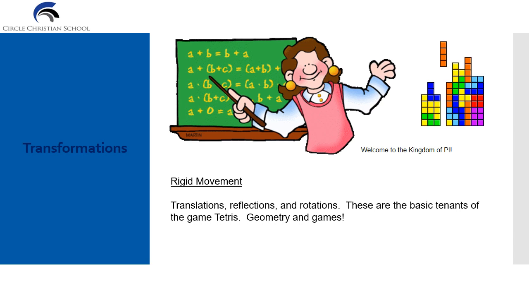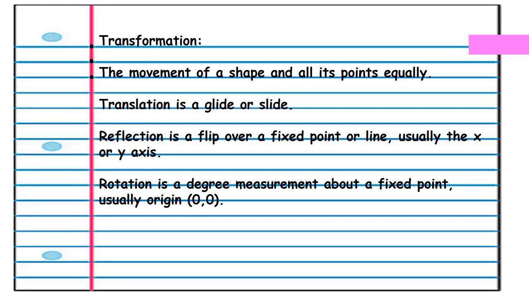Transformations, rigid movement, translations, reflections, and rotations. These are the basic tenets of the game Tetris. Geometry in games. A transformation is the movement of a rigid shape and all of its points equally.